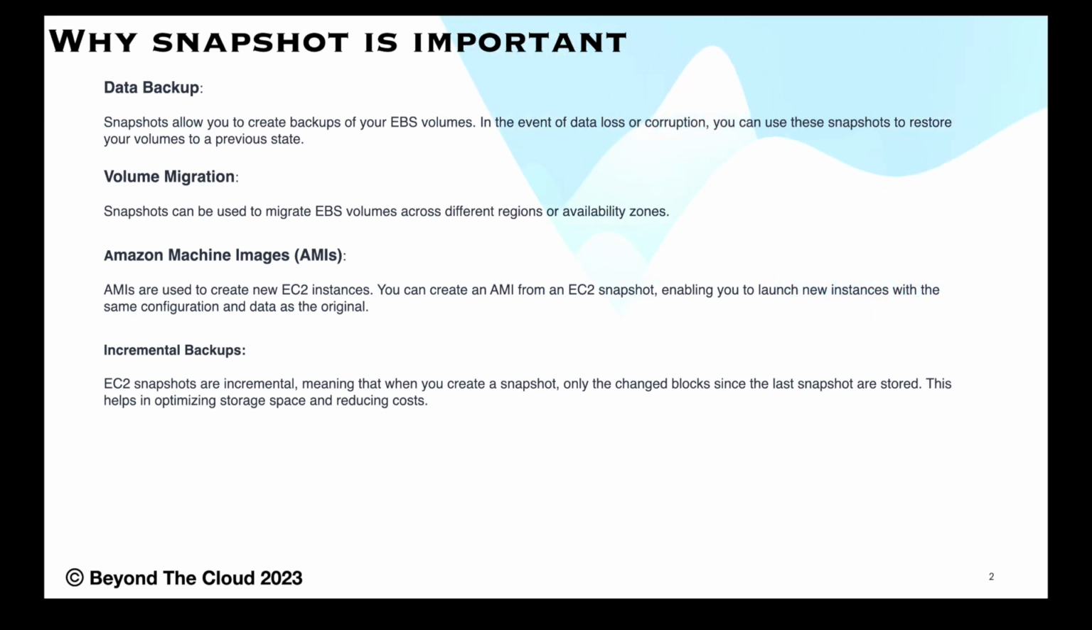Then snapshots are also used as an incremental backup. EC2 snapshots are incremental. If you take a snapshot today, and if you take a snapshot tomorrow, then only the blocks changed since the last one are stored. So that means it is an incremental backup of the storage device that you use. This also helps in optimizing space and reducing cost. So this is very useful.